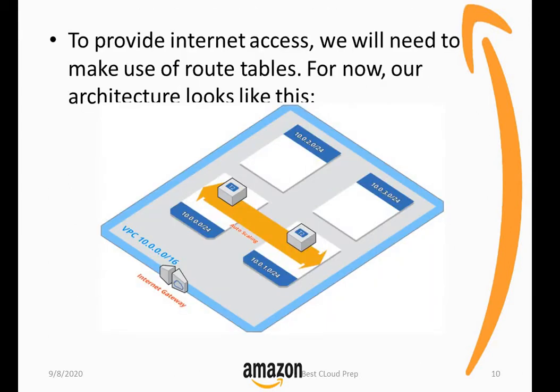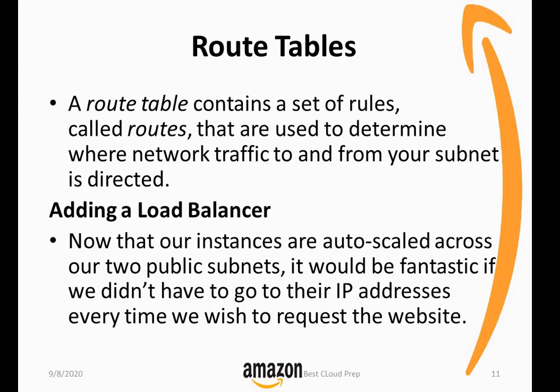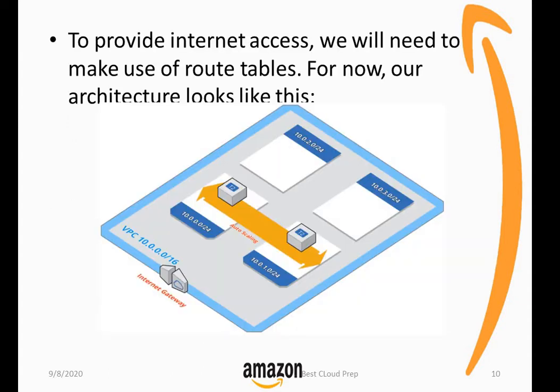So basically, to provide internet access, we will need to make use of route tables. For now, the architecture looks like this. We have an auto scaling group, we have 4 subnets, we have a VPC, and then we have an internet gateway to our VPC. So at the moment, we have done all this. Now, moving on to route tables. Just remember, we are using route tables to add internet access to our subnets.